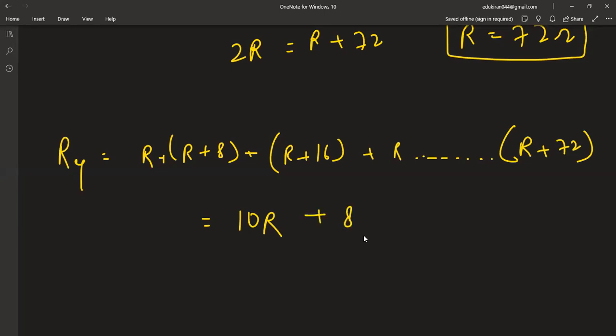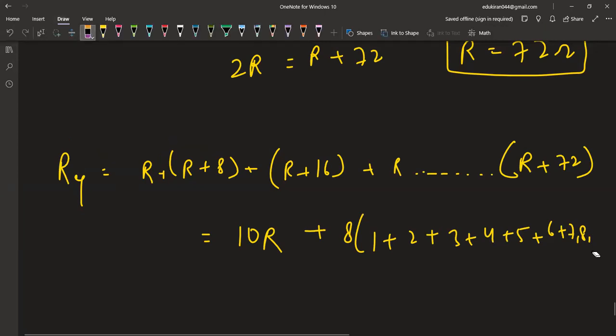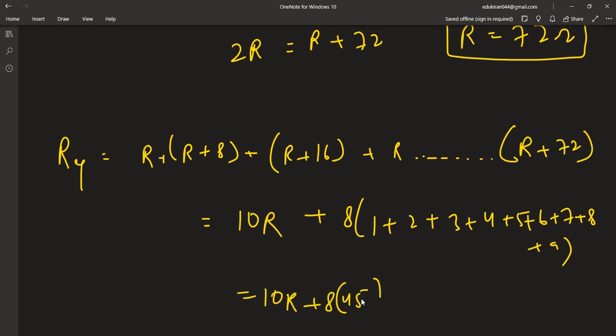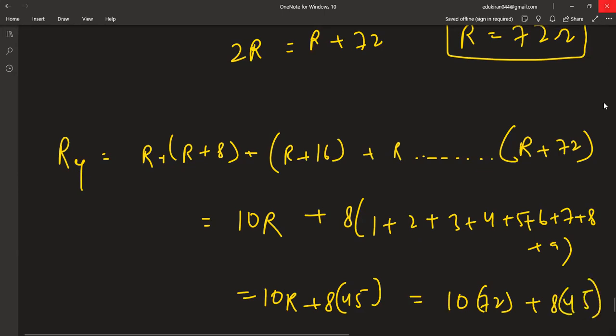And if you take 8 common, then 1 plus 2 plus 3 plus 4 plus 5 plus 6 plus 7 plus 8 plus 9 will be there. So this is 45. 10R plus 8 into 45. R's value, you know, is 72. So 10 into 72 plus 8 into 45. This is the answer. That will come out to be 1080.